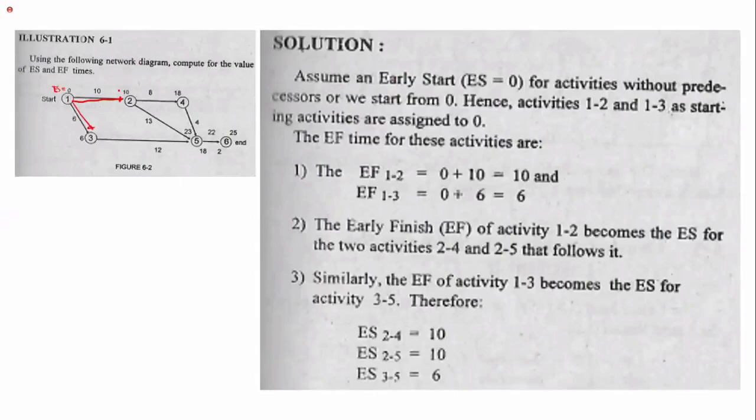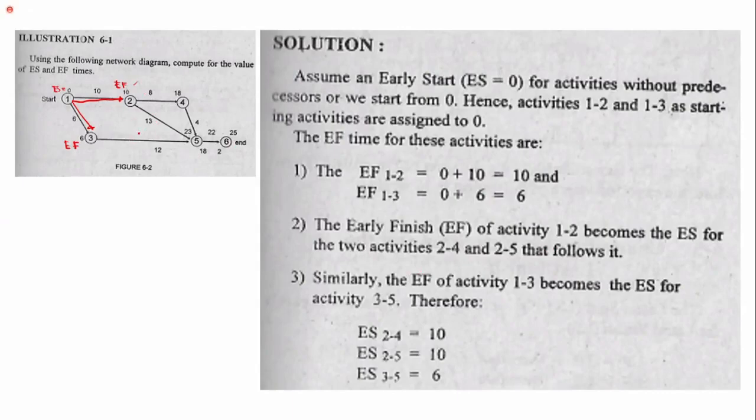Then the early finish for 1 to 2 is 10. Early finish for 1 to 3 is 6. So we just add. As long as you can make the precedence diagram, that is fine. And the early finish of activity 1 to 2 is just equal to the early start plus duration. And that is solved.